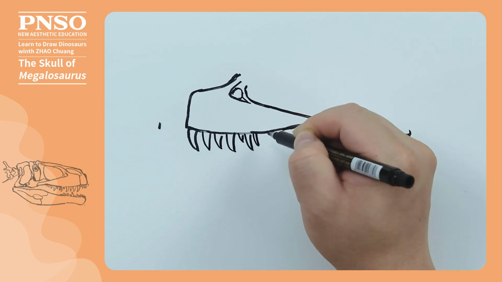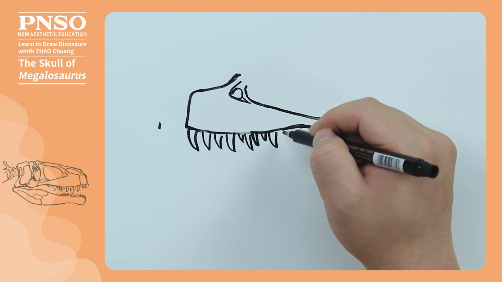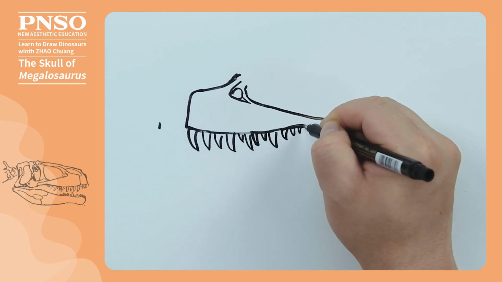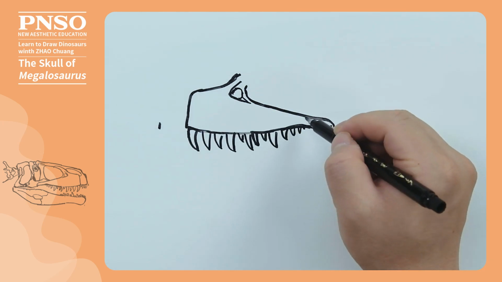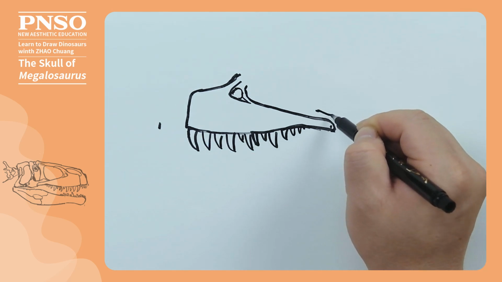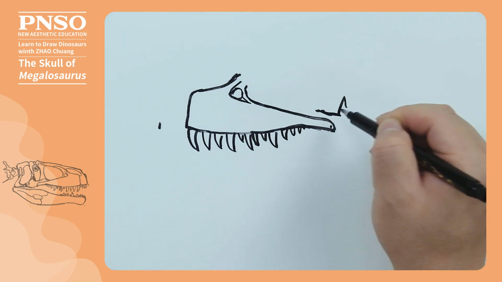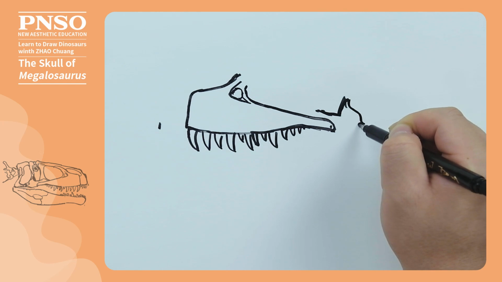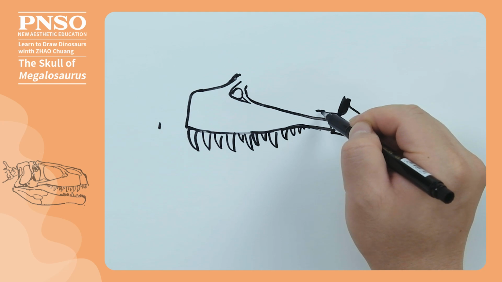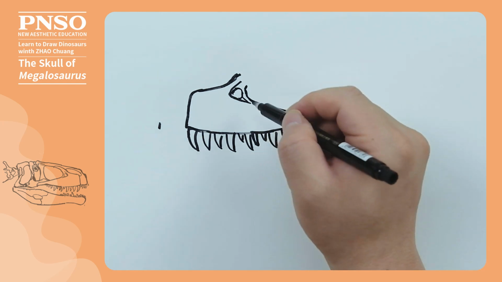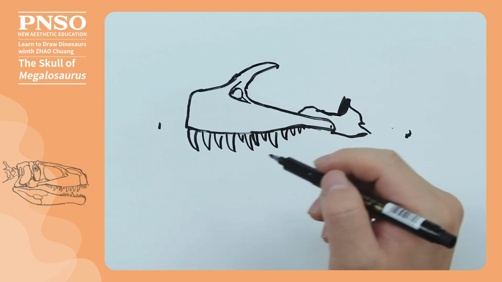We can draw some teeth long and some short because this dinosaur constantly replaced its teeth. Sometimes the newly grown teeth would appear shorter. We draw the jugal bone backward. The jugal bone extended forward like this, and connected with the maxilla like this. Then, we complete the maxilla.